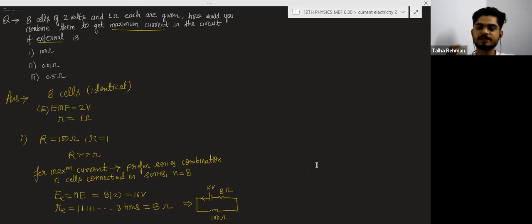We have given the 8 cells, and we have to decide whether we have to connect those cells in series, connect those cells in parallel, connect those cells in the mixed combination. And this thing will depend upon the external resistance. If external resistance is 100 ohm, then we will connect in series. If external resistance is 0.01 ohm, then we will connect those cells in parallel. If the external resistance will be 0.5 ohm, then we will connect those cells in mixed combination. So just note it down.